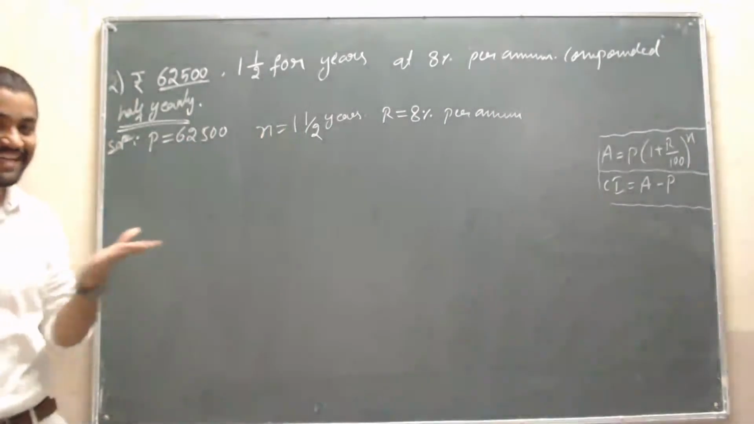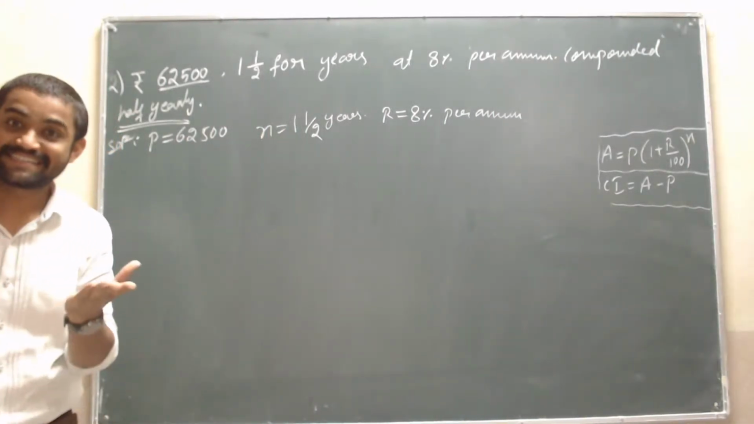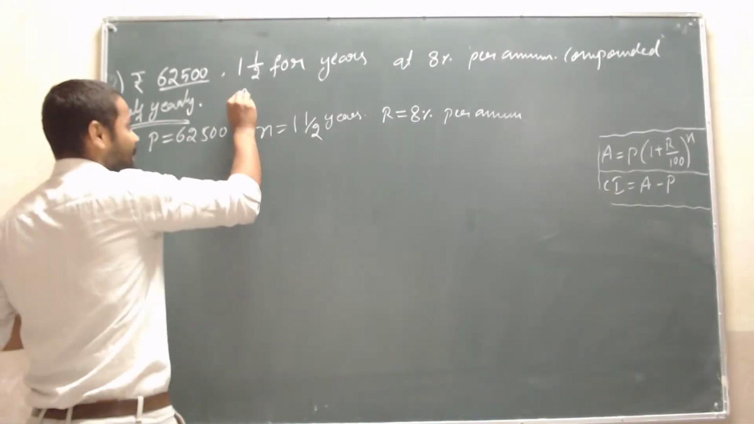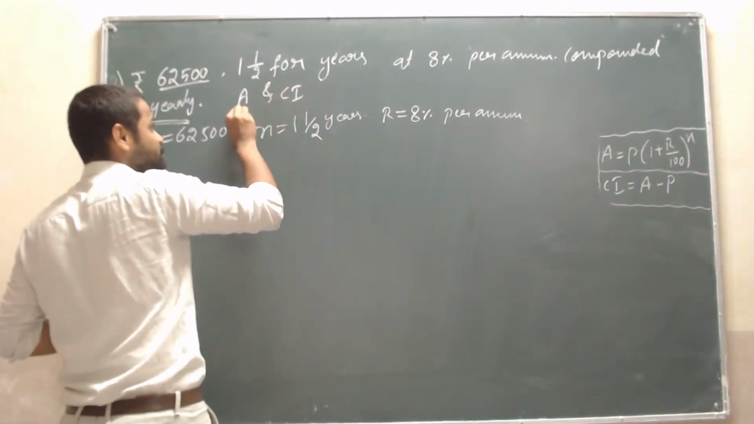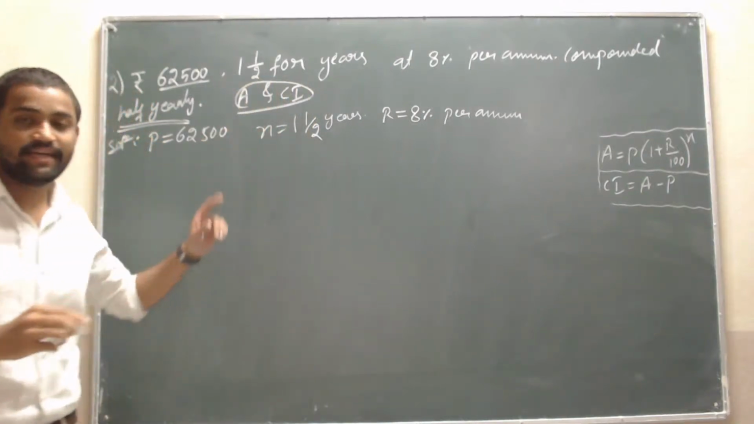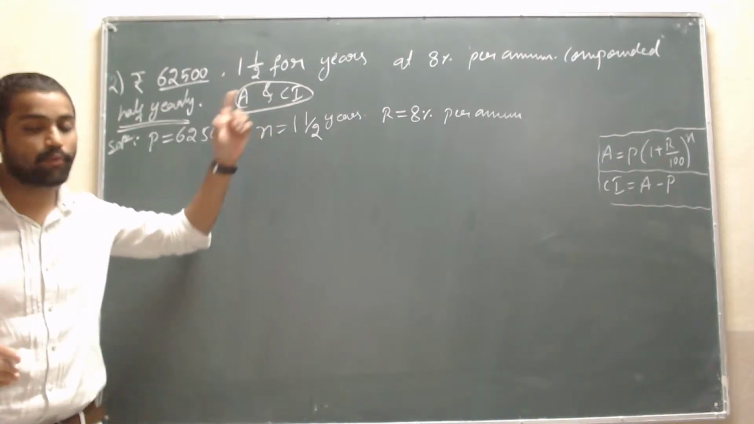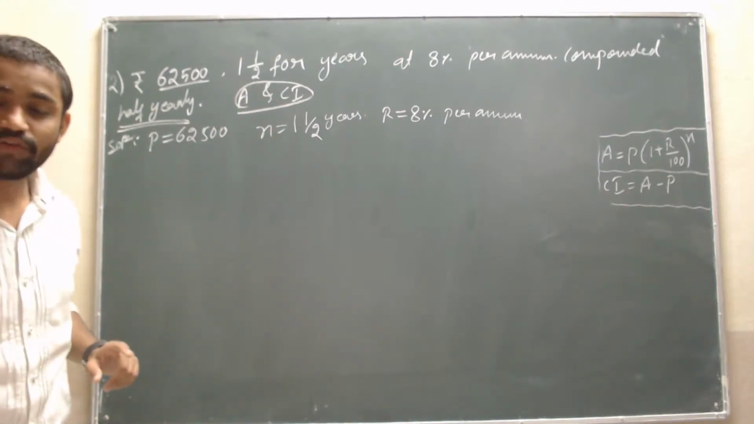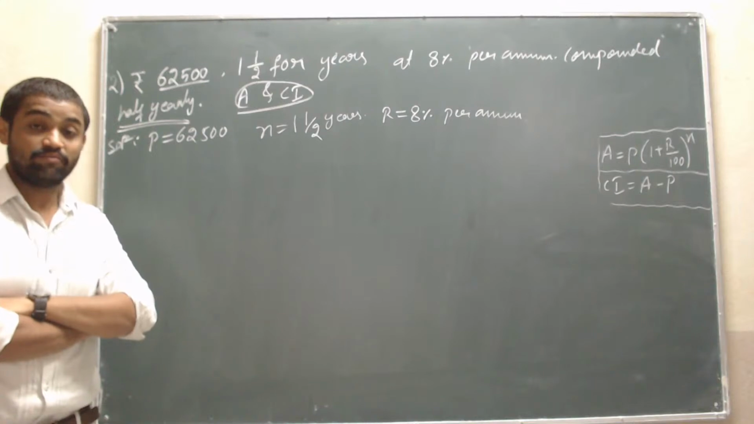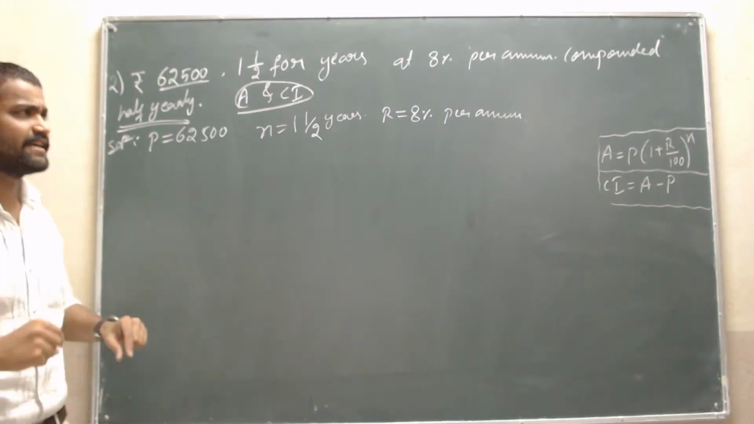Sir, we have to find out the answer to the question. Simple, we have to find out A and C, the amount as well as the compound interest. How will we find out? Before going to find out, concentrate.